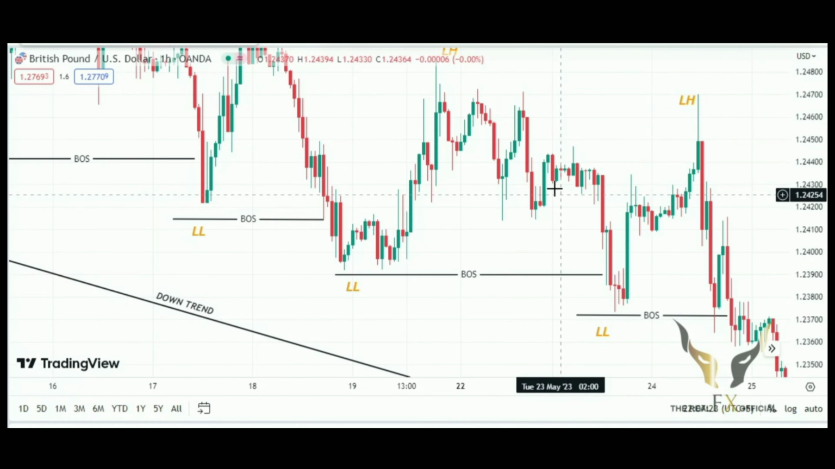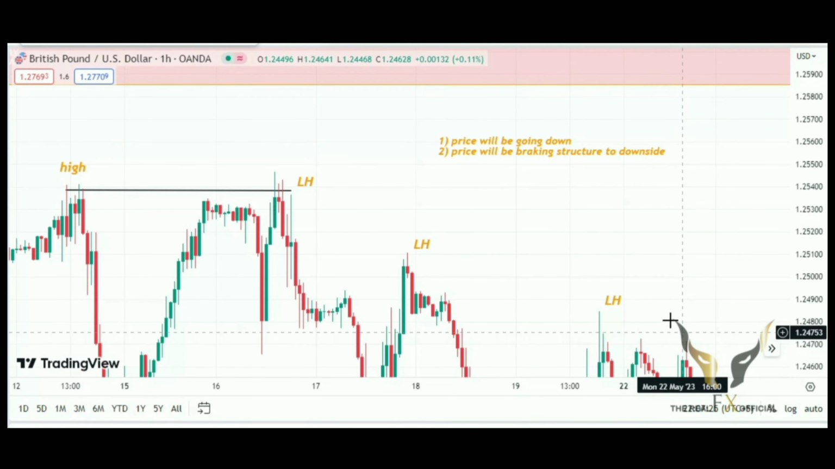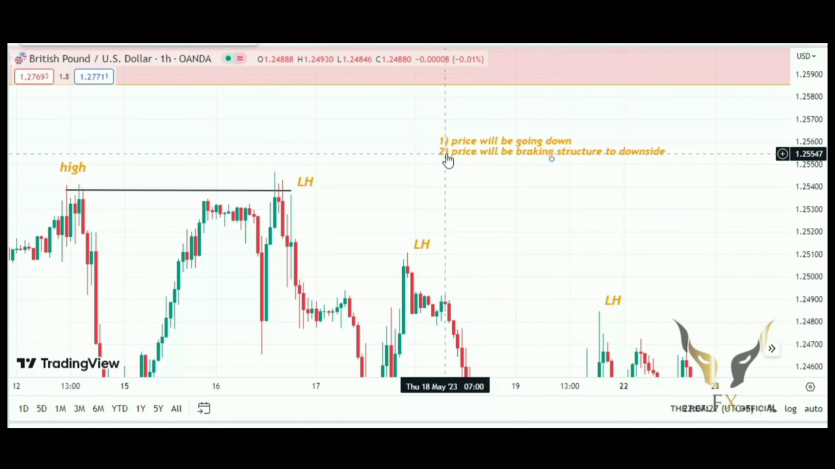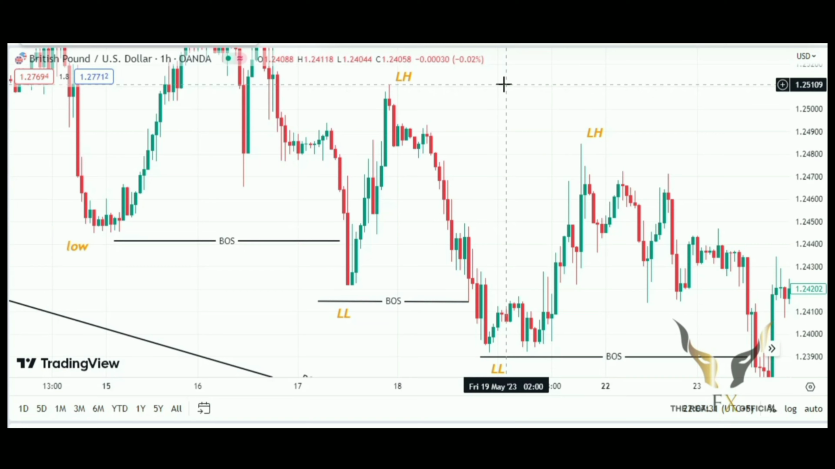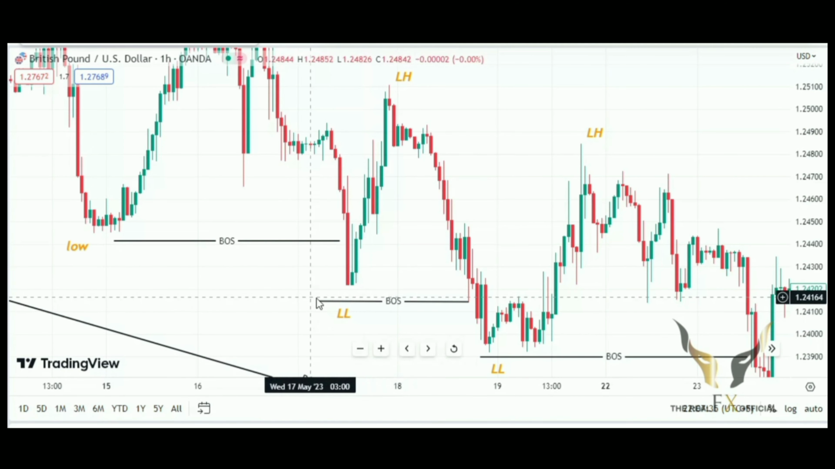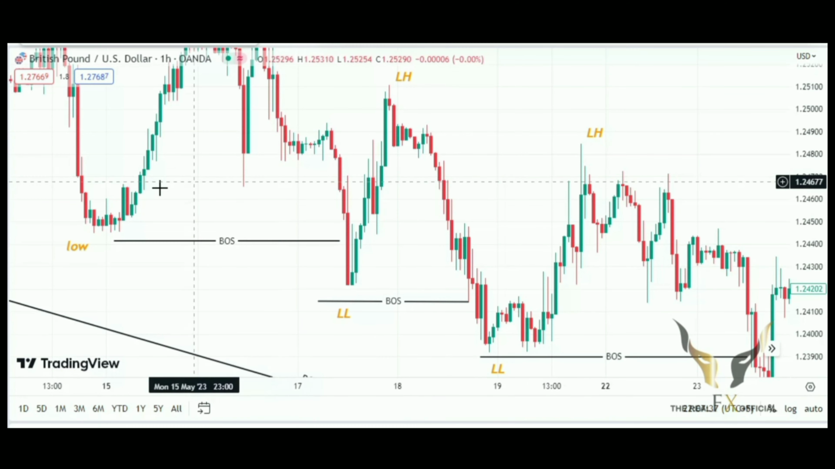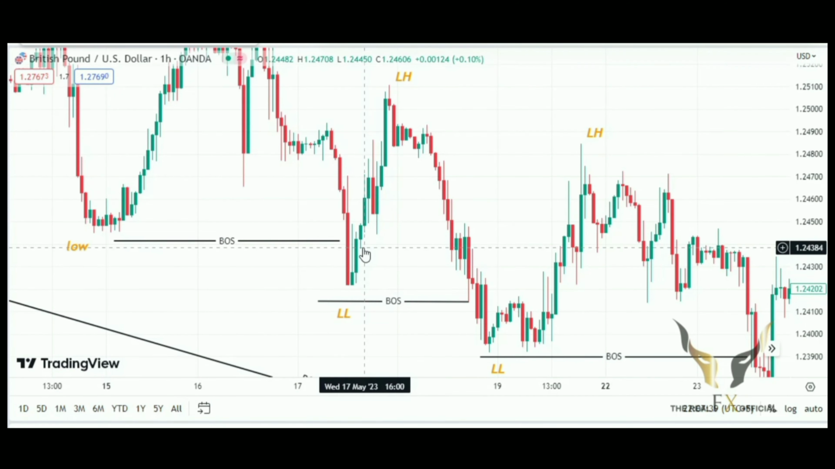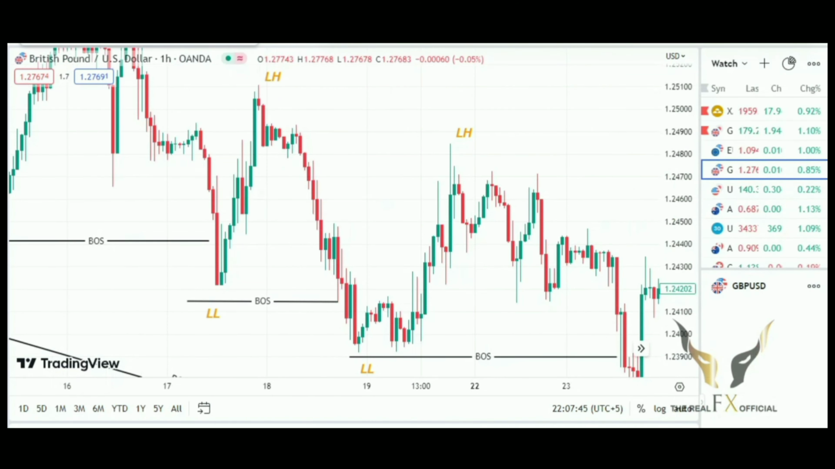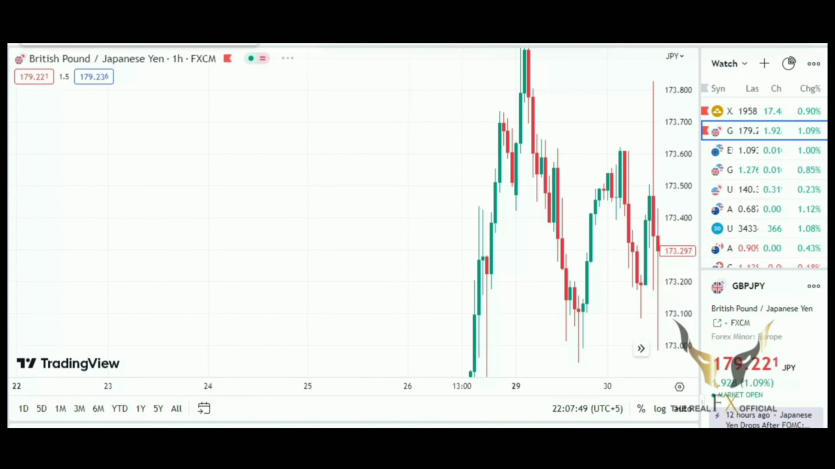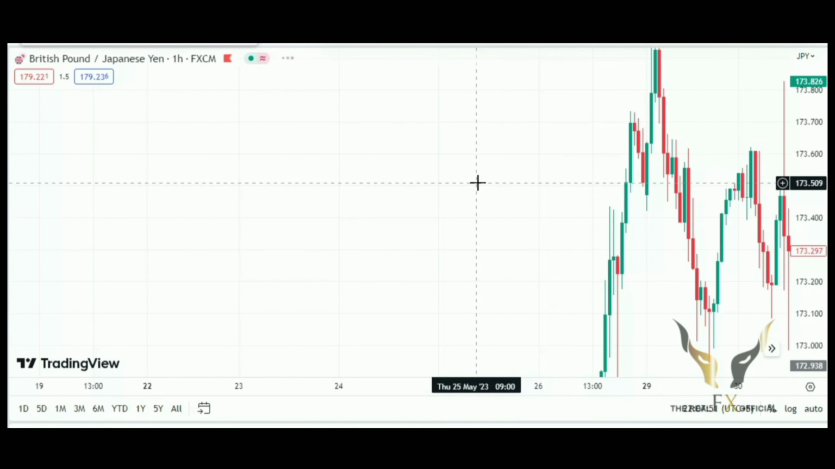So there were our two scenarios, okay, that the price will be going down and the price will be breaking the structure to a downside. So the price is going down and the price is breaking these lows or this structure to the downside. So we can say that the price is in the bearish trend. Okay, now as we have discussed the ranging, so let's try to understand this ranging on a live chart.